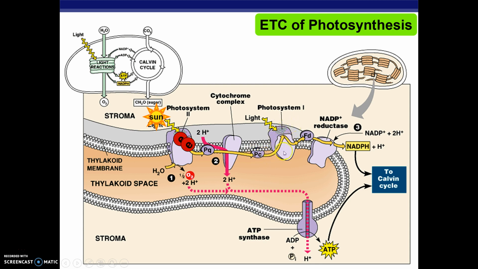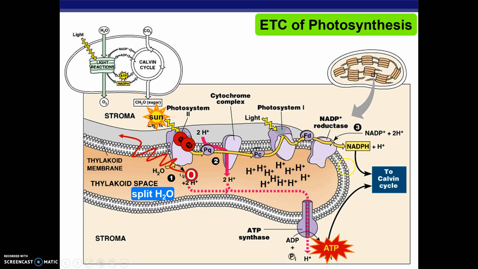It gets re-energized by light again on photosystem 1. Here no water is being split. Water only is split by photosystem 2. Photosystem 1 re-energizes the electron. The electron continues on and ends up being integrated into NADP+, the electron carrier, and becomes NADPH, which is used in the Calvin cycle.